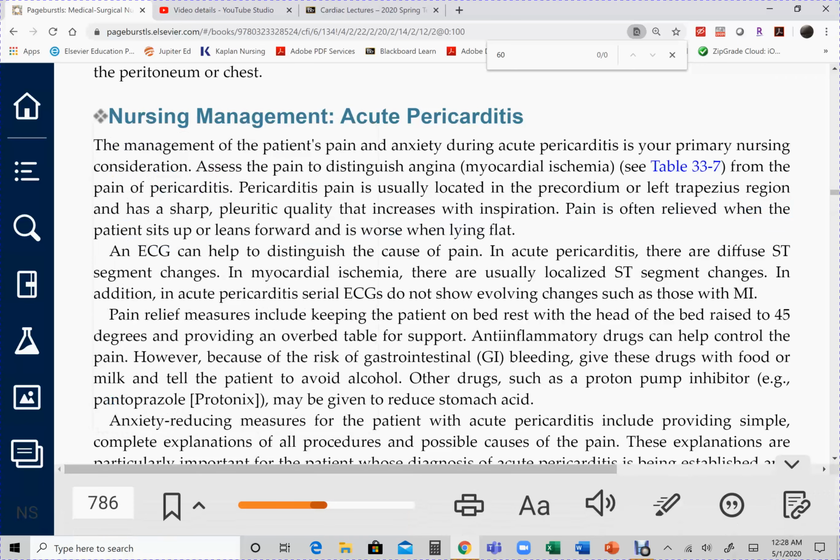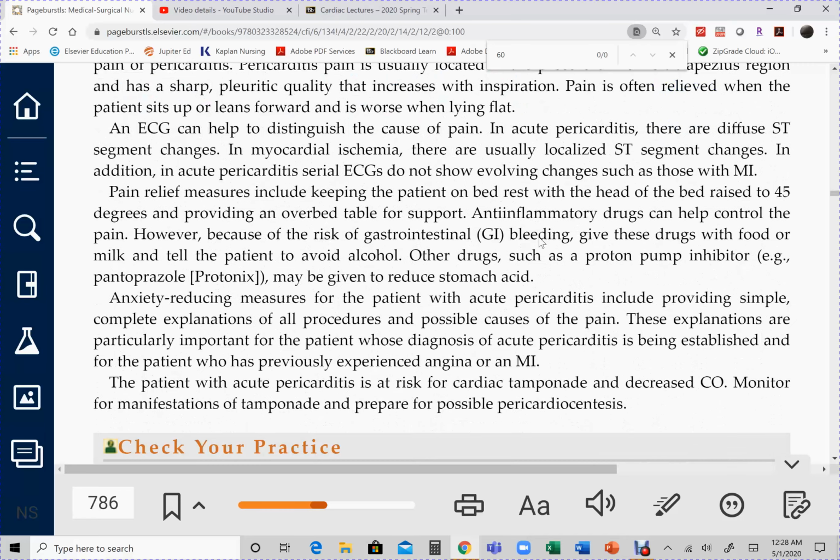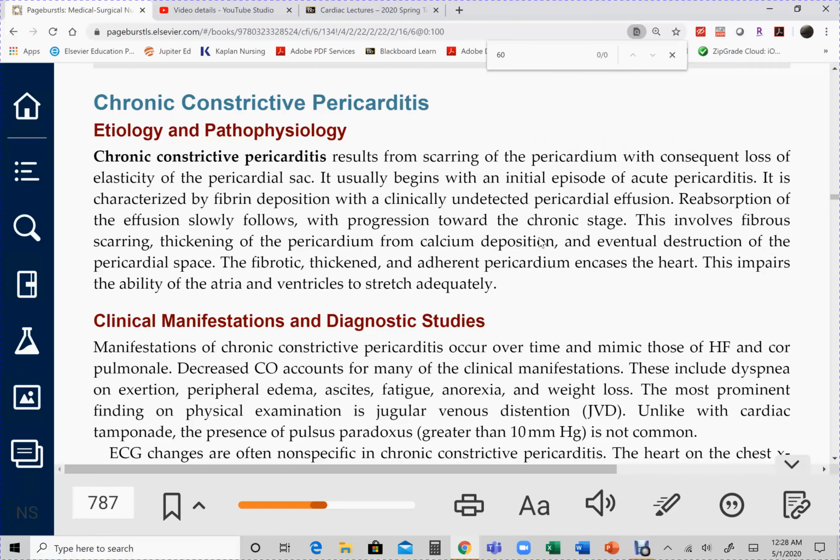That position brings the ribs off, because when you're lying down, of course, the heart falls back against your spine by gravity, and your ribs will also put pressure on it. Therefore, if you lean forward, that will take the pressure off. It won't 100% make the pain disappear, but it's a more comfortable position.